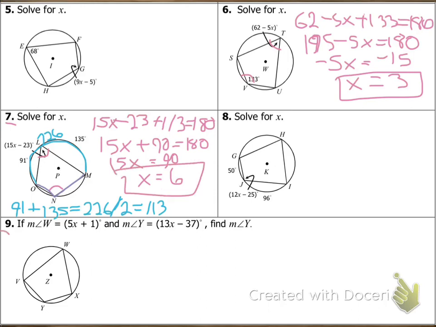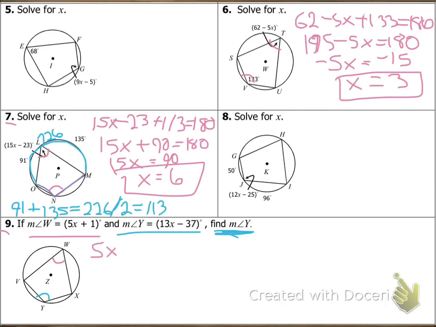And now let's look at number 9, last one. So they tell us that angle W, this guy right here, is going to be 5x plus 1. And then angle Y, 13x minus 37. So if you notice, they are directly across from each other. That's what I want. And then ultimately, we need to find the measure of angle Y. But first, I got to know what x is. So, not angle x, but just regular x in the problem. But like I said, angles W and Y are directly across from each other, so add them up.